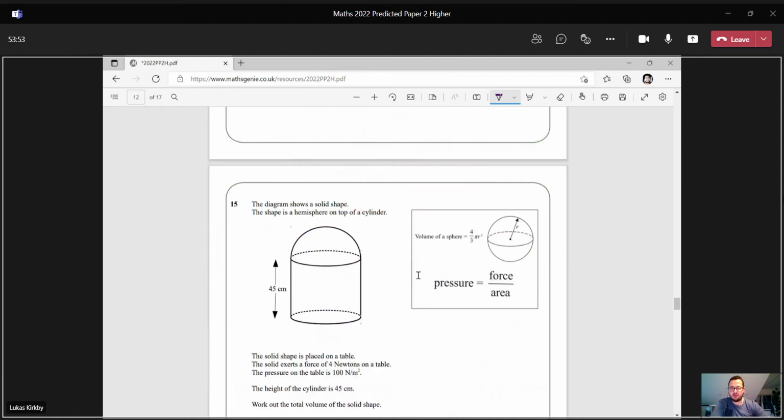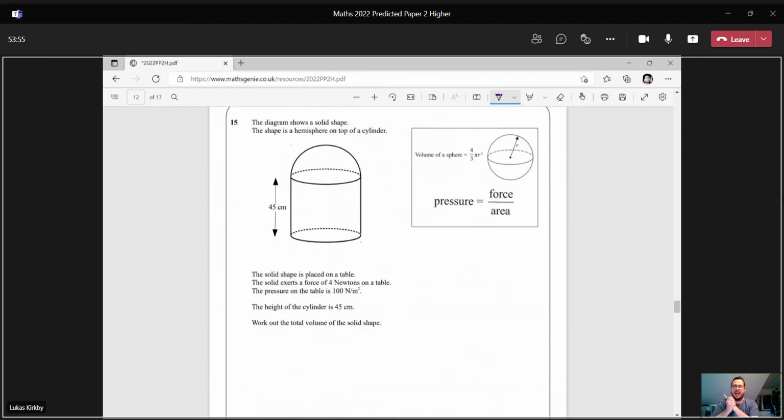Right, okay, so the diagram: we've got a solid shape, a hemisphere on top of a cylinder, lovely. We've got a very handy little square of formula, so the volume of a sphere is 4 over 3 pi r cubed, and pressure equals force over area. The solid shape is placed on a table. The solid exerts a force of 4 newtons on the table, and the pressure on the table is 100 newtons per meter squared. The height of the cylinder is 45 centimeters, and what is the total volume of the solid shape?